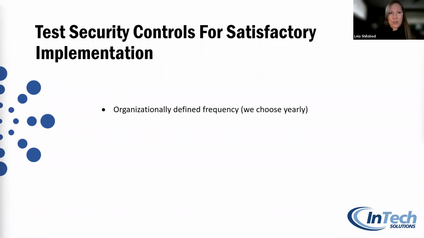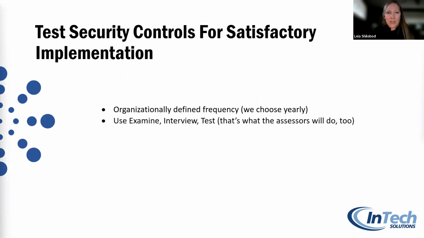How often you test security controls is organizationally defined. So we choose yearly, because it can't be less than yearly. I'm sorry, it can't be less frequent than yearly. It can be more than yearly. And it does make sense for us to just go ahead and make that yearly. We also use the examine, interview, test methodology when we go ahead and test for those controls.